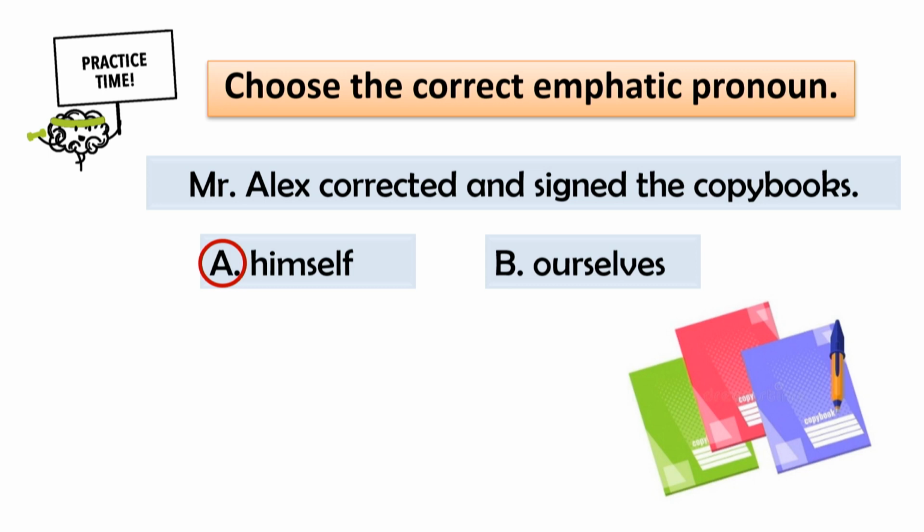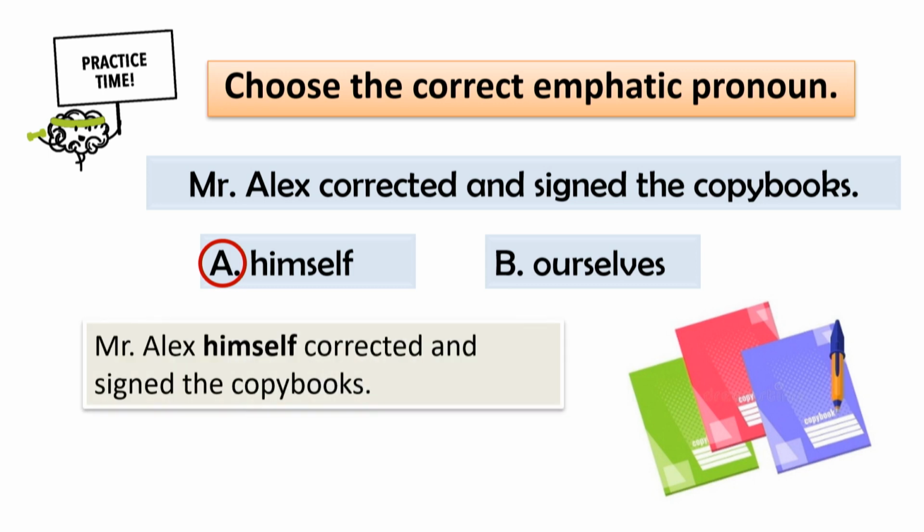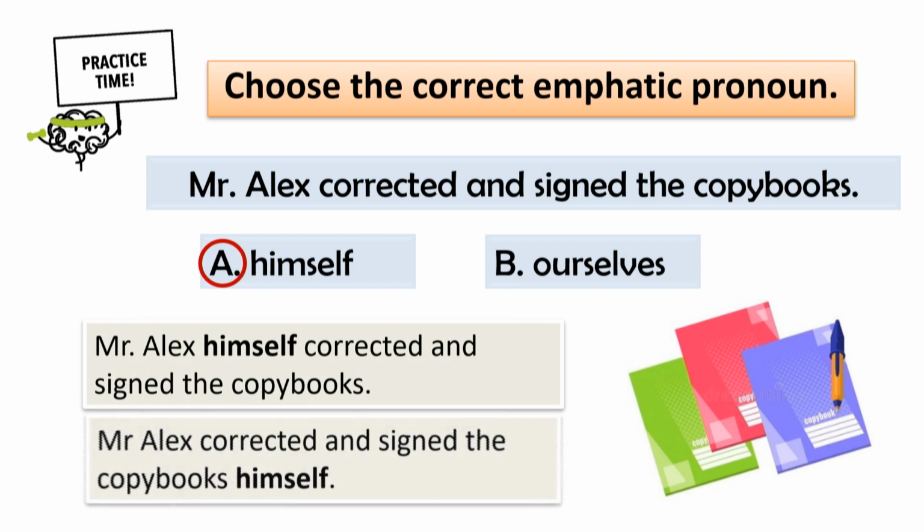So, you can say, Mr. Alex himself corrected and signed the copybooks. Or you can say, Mr. Alex corrected and signed the copybooks himself. Easy, isn't it? Let's try a third sentence.